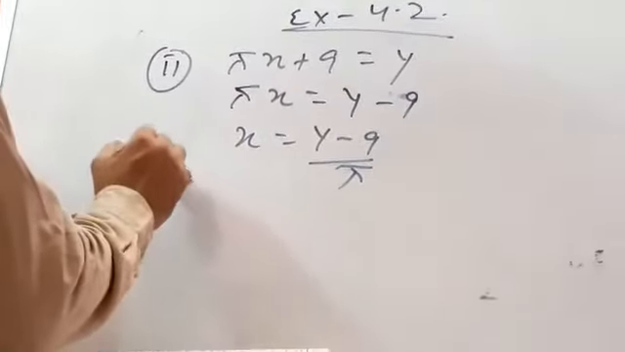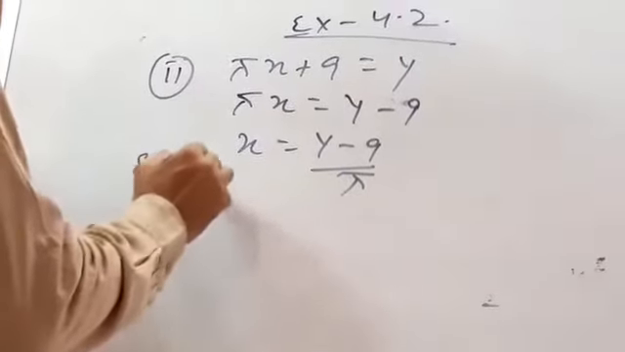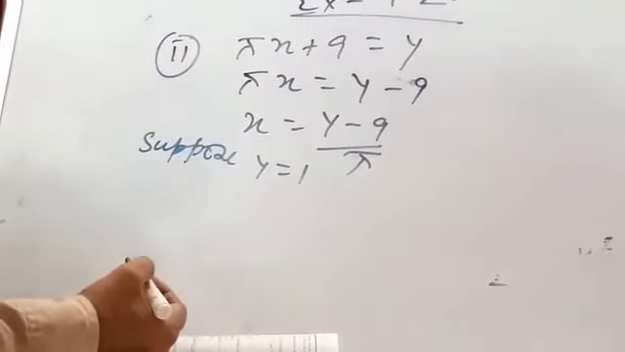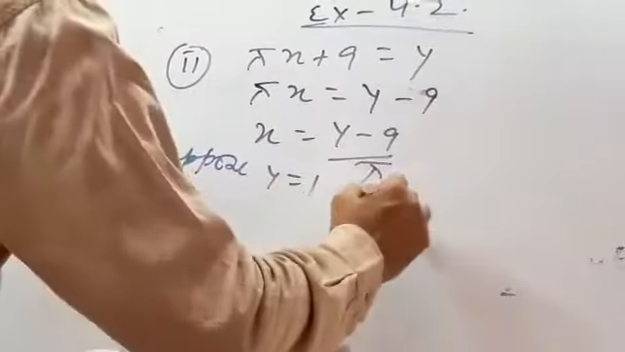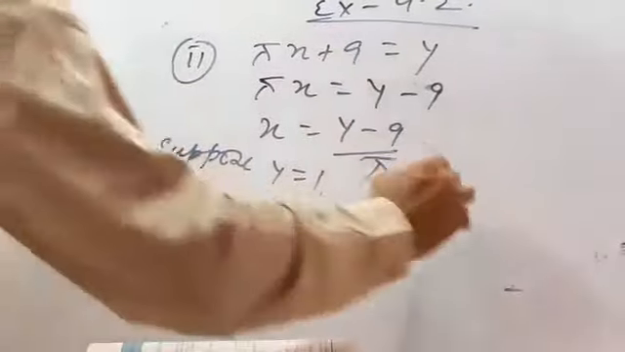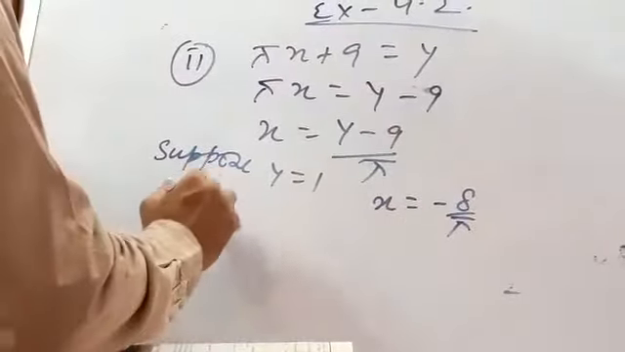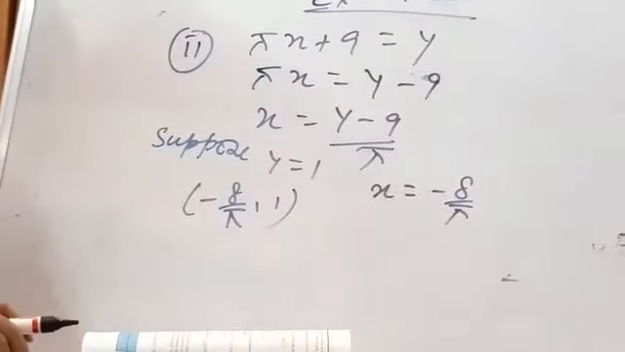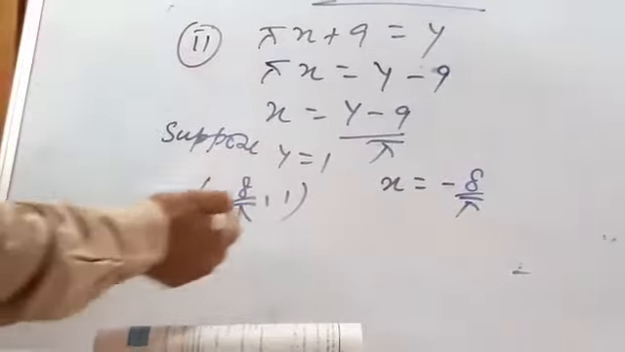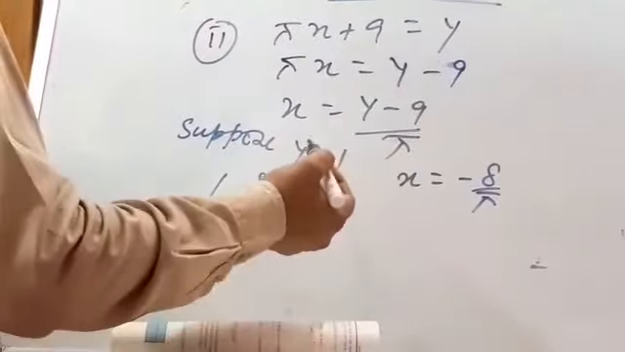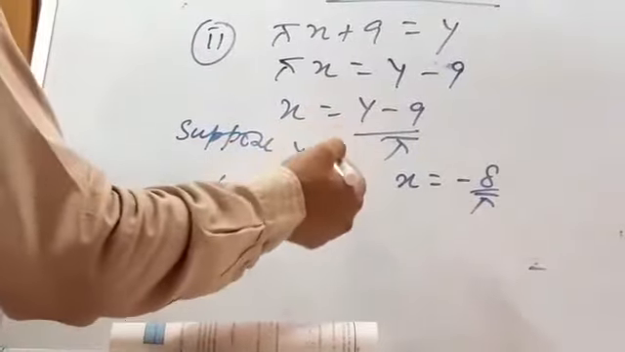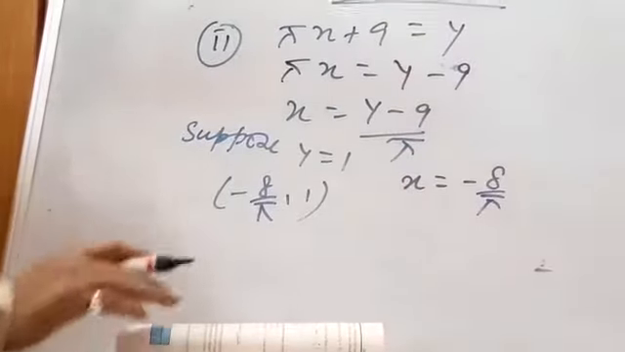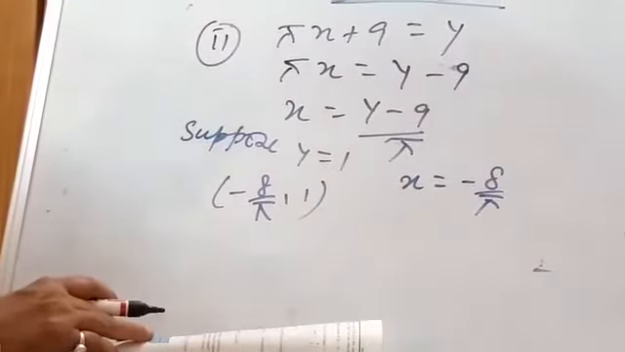Suppose y = 1. So what it gives, x = (1 - 9)/π = -8/π. So the first solution is (-8/π, 1). That's it. I hope I am very clear with you all. You could have anything. Suppose y = -1. So this gives you -10/π. This way you can go and find the remaining 3 values.